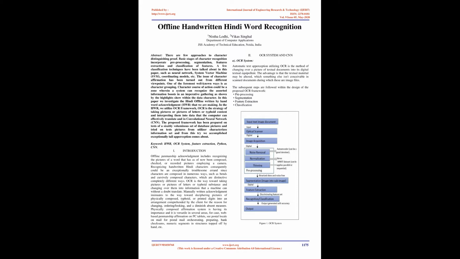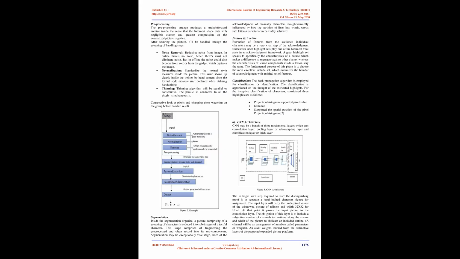2. OCR system and CNN. A. OCR system. Automatic text recognition utilizing OCR is the method of converting an image of text documents into its digital text equivalent. The advantage is that the text material may be edited, which otherwise is not possible in scanned documents, in which these are image files. The following steps are followed in the design of the proposed OCR framework: pre-processing, segmentation, feature extraction, classification.